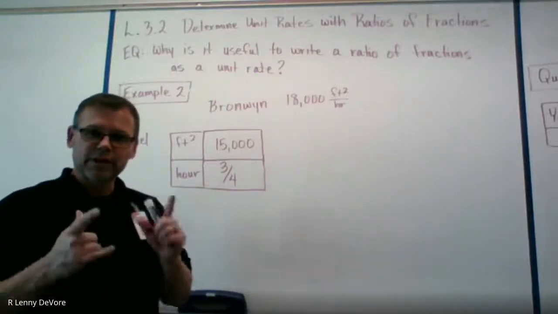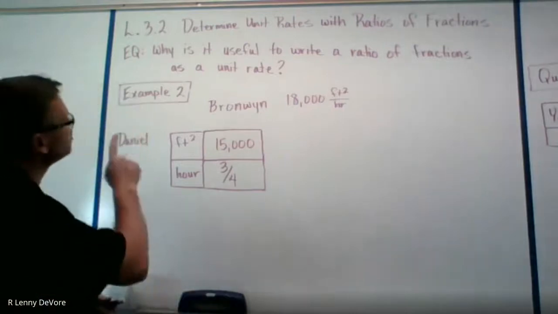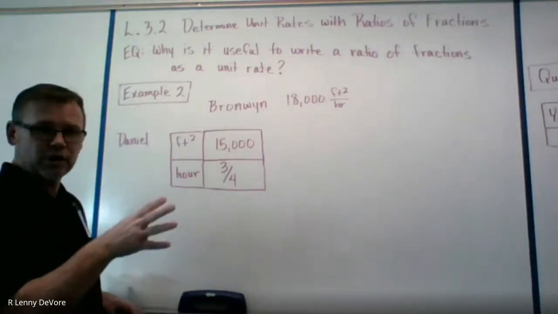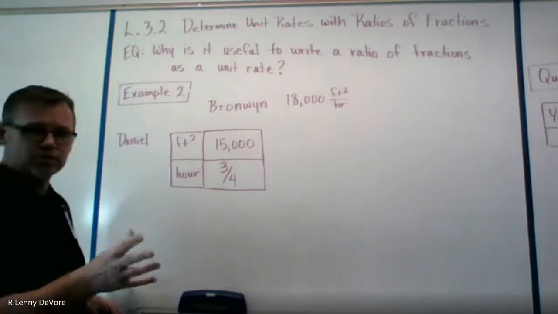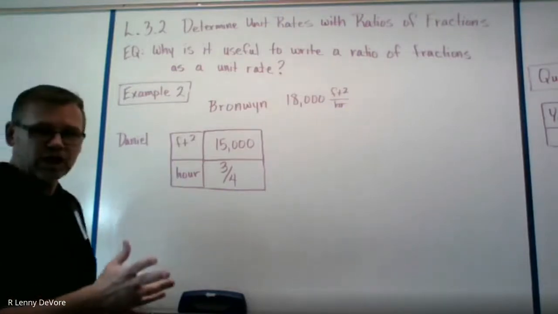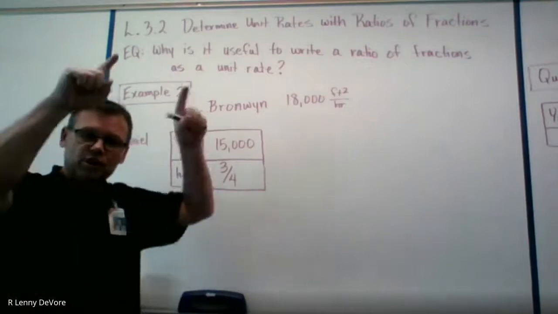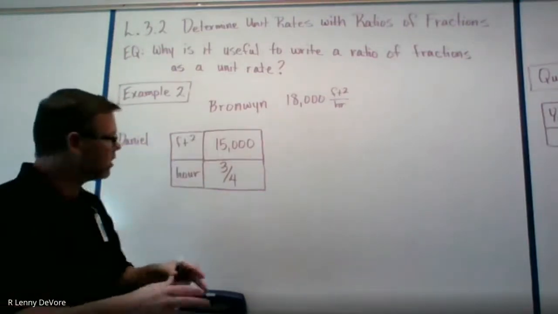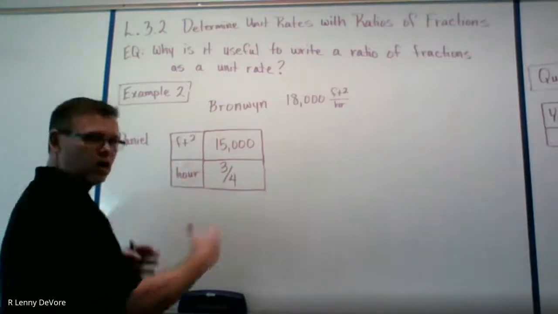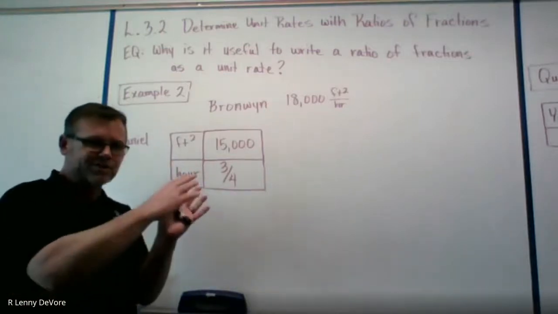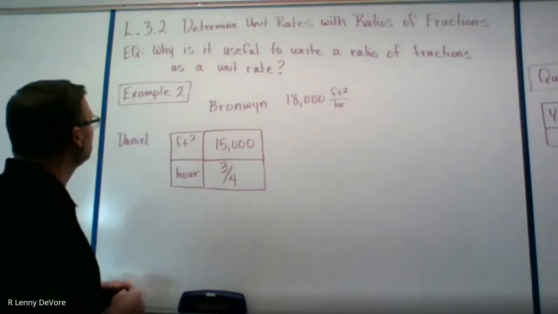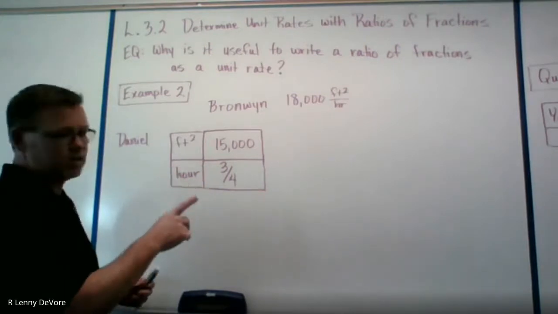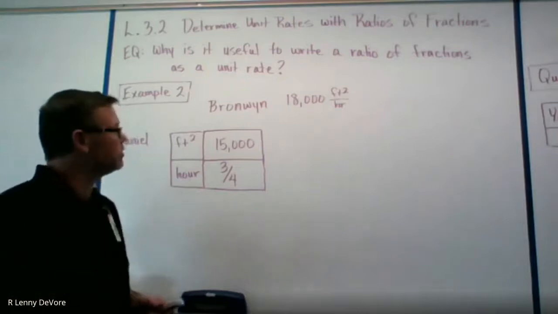Okay, guys, so lesson 3.2, we're going to determine unit rates with ratios of fractions. Okay, so we're using fractions. We're still going to find the unit rate. It's a lot like the last one. The function tables, though, before went horizontal. Now vertical. Now they're going to be horizontal. Okay, so this is a function table laid on its side. It says, why is it useful to write a ratio of fractions as a unit rate? Okay, so we're going to figure this out.